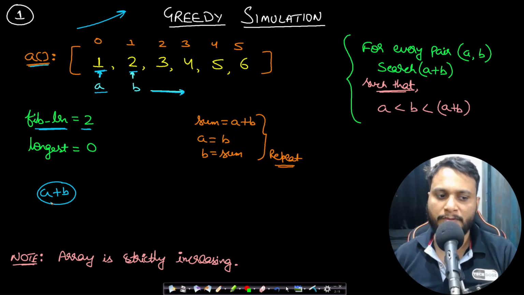So definitely, if you have to find A plus B, given the index of A and B, it must always be to the right hand side of B, isn't it? Because it is strictly increasing. So we have to find A plus B.